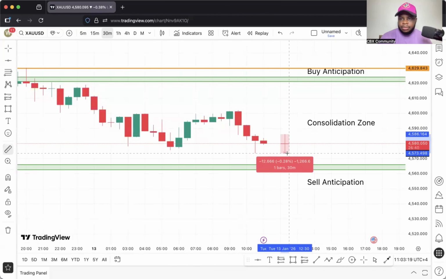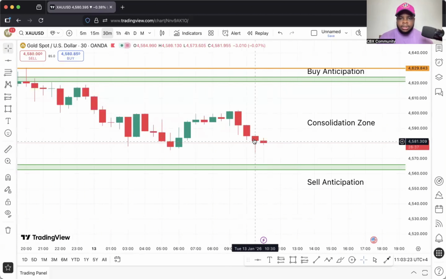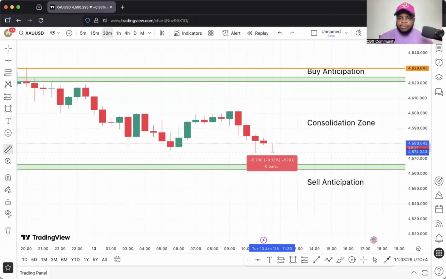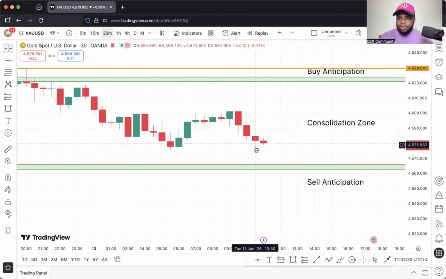Oops, it's 126 pips. Candle is on 26 pips. Let's see what this recent 30 minutes candle wants to do, if it will continue to come down to fill this wick over here. So let's wait and see.